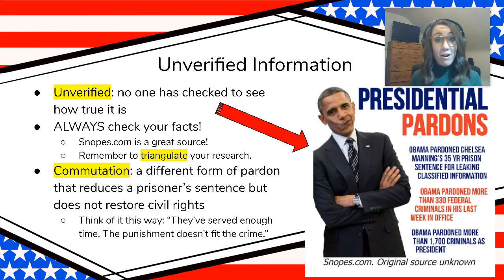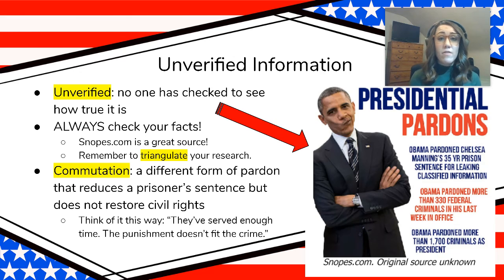I would be pretty scared to hear if my president did that, so I would very quickly share that and say that he is a bad president. You'd probably see that a lot on Facebook. So, here's why I say to check your facts. The real information about this says that he did not pardon any of those people. He used a commutation. A commutation is a different form of a pardon. All it does is reduce a prisoner's sentence.